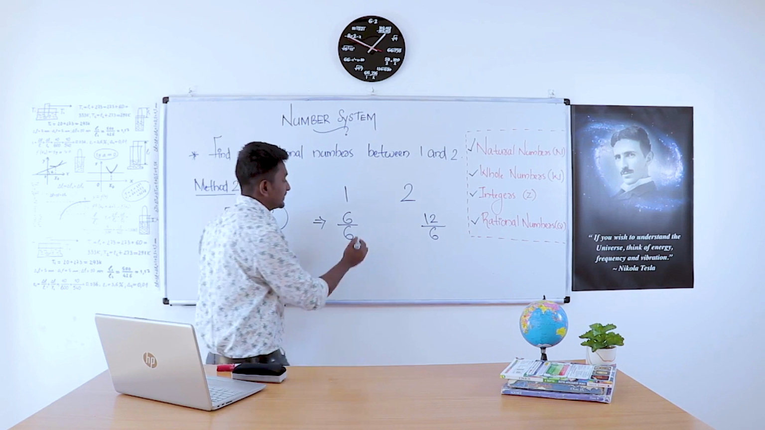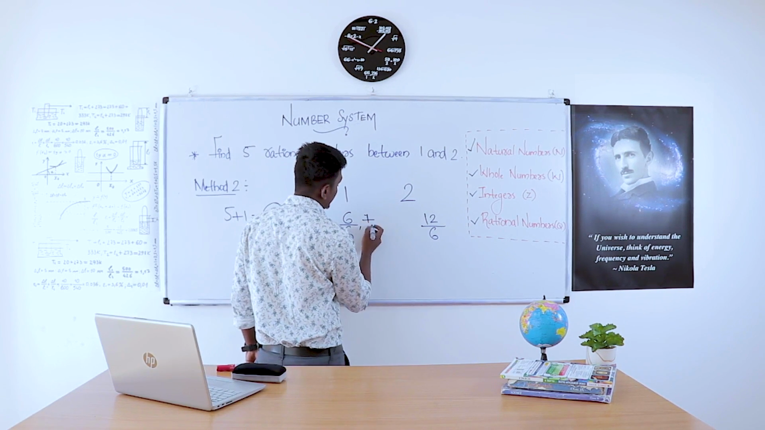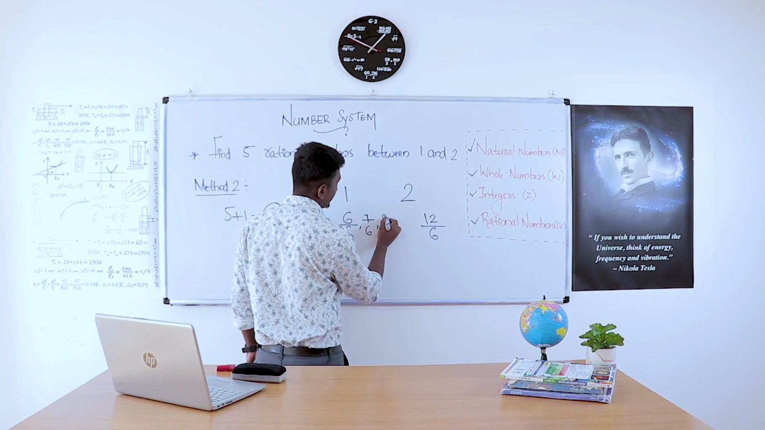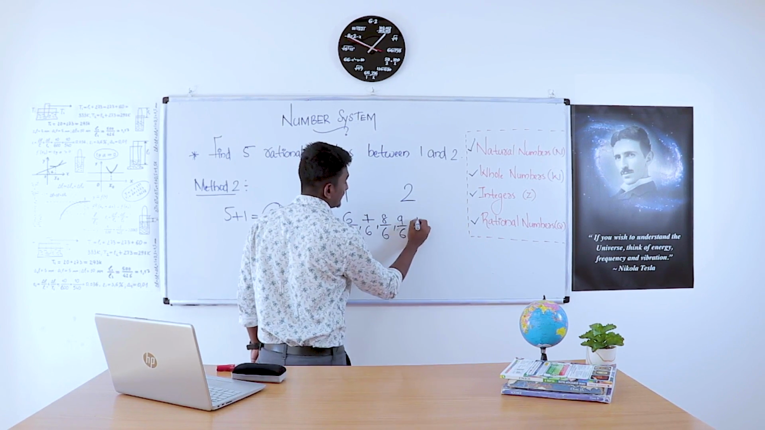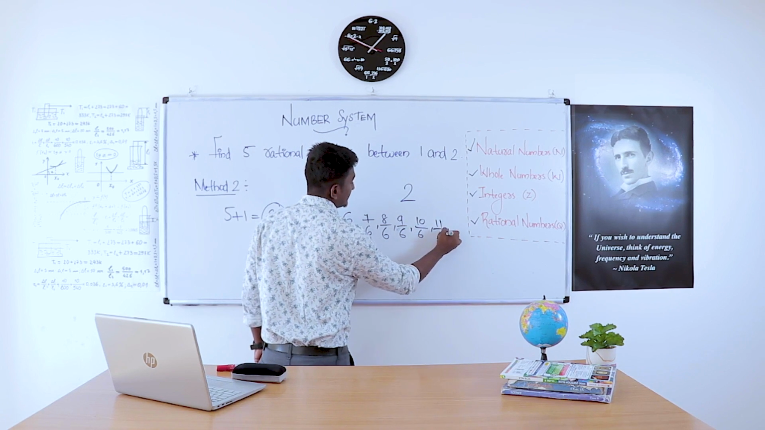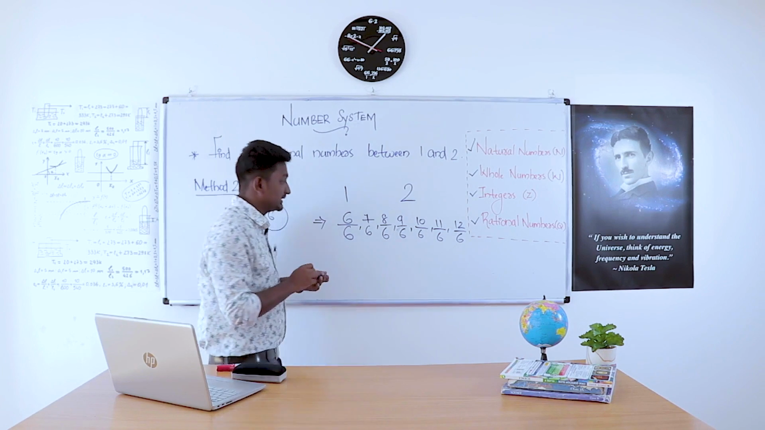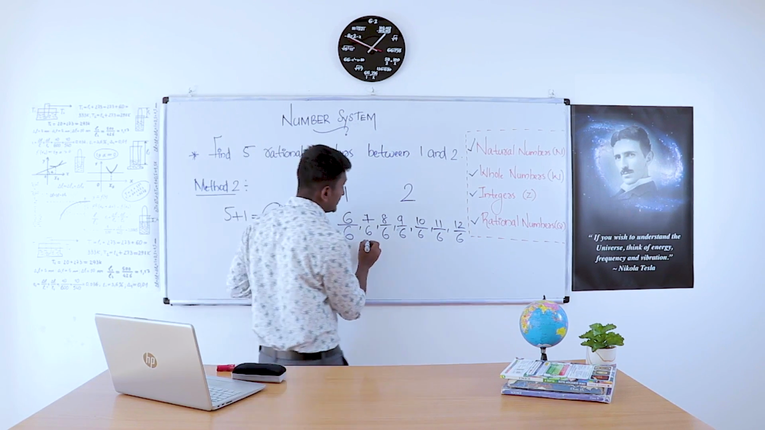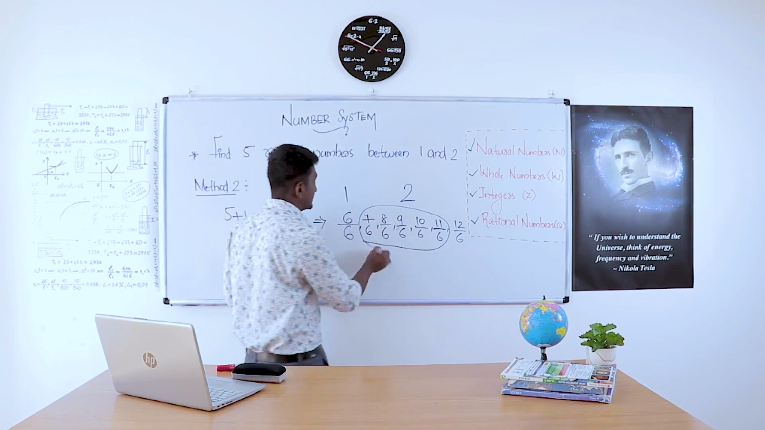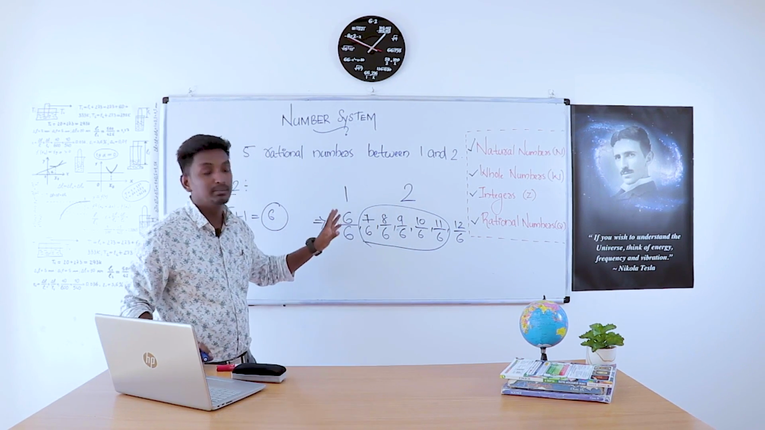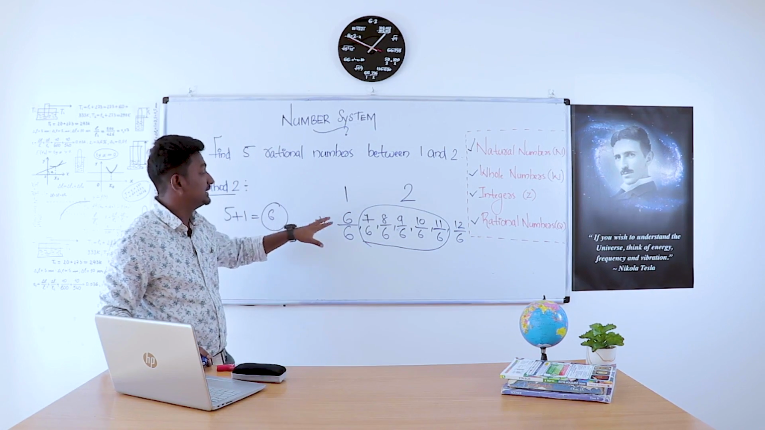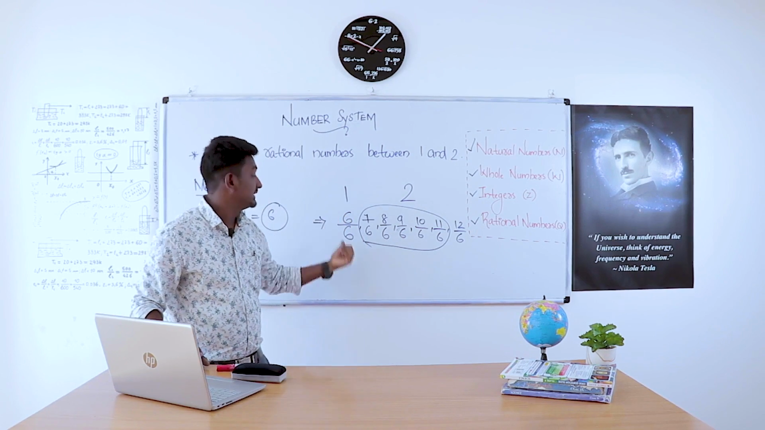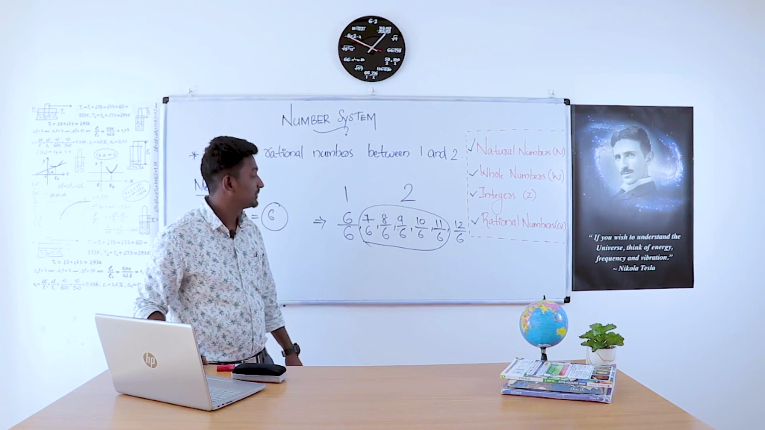6 by 6 is 1 and 12 by 6 is 2. Now we can write the rational numbers in between them as 7 by 6, 8 by 6, 9 by 6, 10 by 6, 11 by 6 and 12 by 6. In between them, there are 5 rational numbers: 7 by 6, 8 by 6, 9 by 6, 10 by 6, 11 by 6. Not just 5, we can write infinite rational numbers. Here only 5 are needed. Therefore, we take the denominator as 6. Then we get 5. Clear?